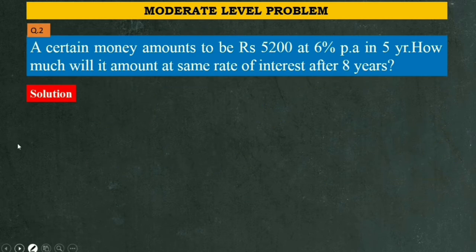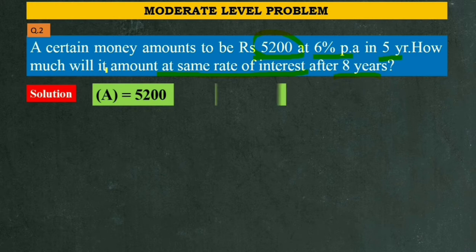Now we'll move towards the second problem. A certain money amounts to rupees 5200 at 6% per annum in 5 years. How much will it amount to at the same rate of interest after 8 years? In the question it is given that the amount at 6% per annum in 5 years is given. Principal is not given. Okay, and we have to calculate how much it will amount to at the same rate of interest. In the second case also the interest rate is the same, that is 6%, and we have to calculate it after 8 years. Okay, so how will we calculate it?